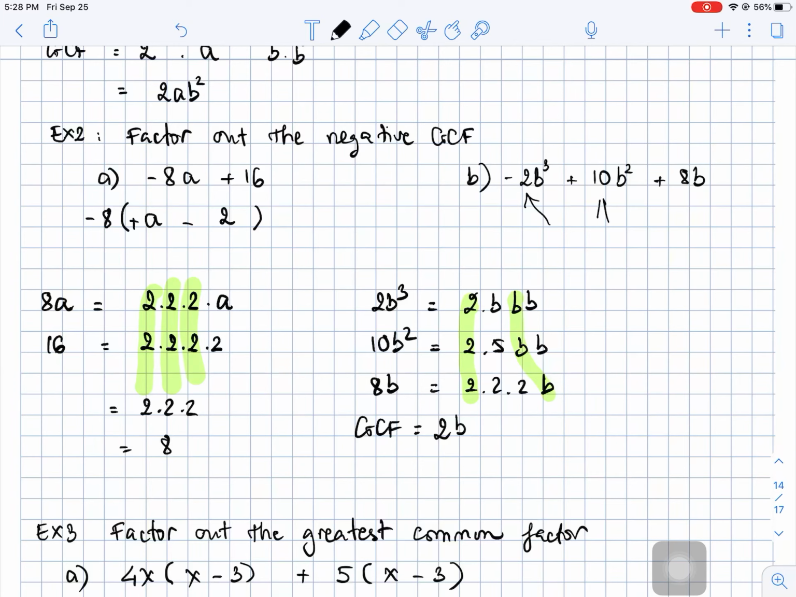So let me show you the shortcut if you don't want to do the long way. You look at the numbers first, 2, 10, and 8. The common factor for them all is 2. And for the letter b, you choose the lowest power, which is b to the 1. That will be the greatest common factor. We will factor out the negative 2b because the first term is negative.